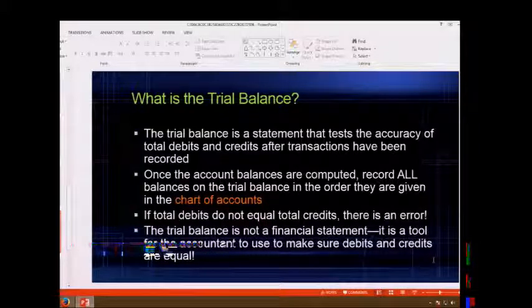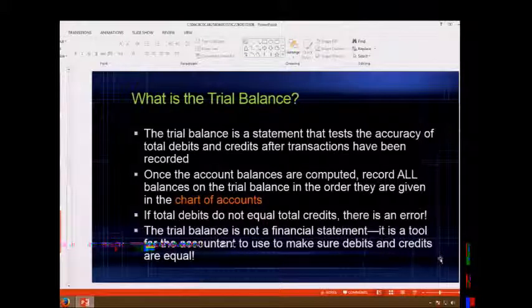Once you get all your T accounts done and you do your balances, you put them into this trial balance form, and all it does is make sure that your debits and credits are equal. The other thing it makes sure is that you learn which ones are debits and which ones are credits for the normal balances, right? Because if you don't put them in the right column, they're not going to balance, okay? So that's another tool to help you learn that.